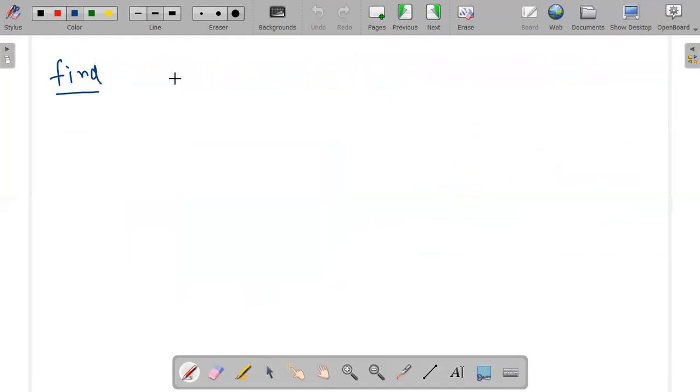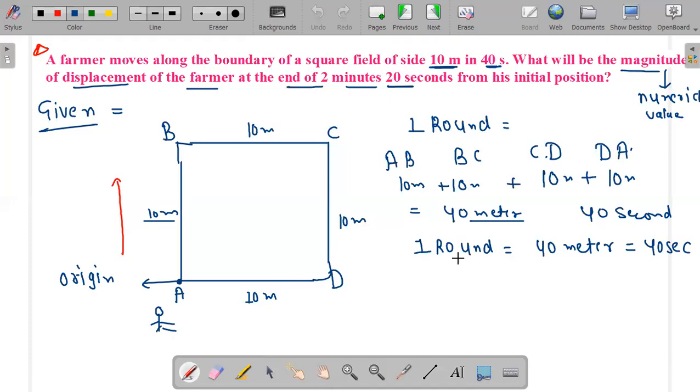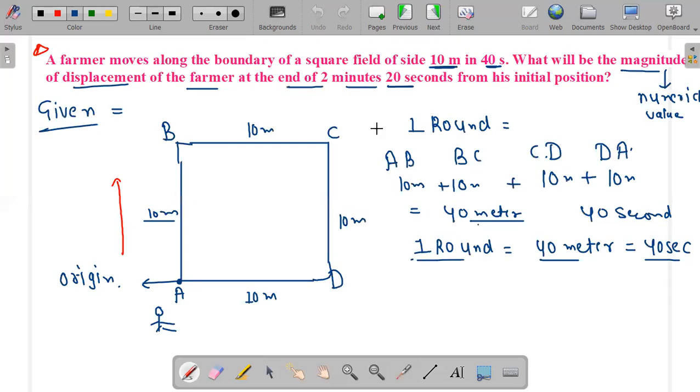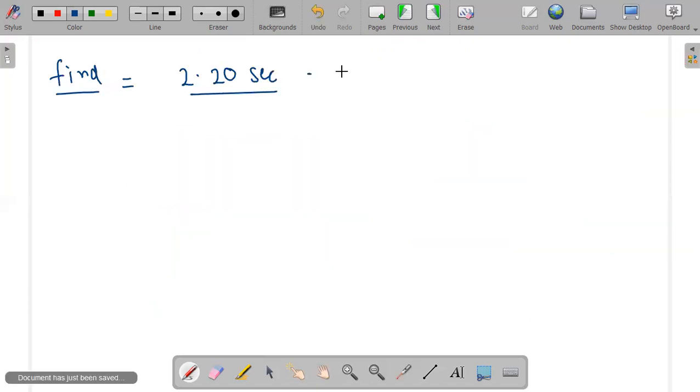So here, if farmer completes one round, again it reaches its origin. So it completes one round of 40 meter in 40 seconds. It is given to me. So I have to find how many rounds it will complete in 2 minutes 20 seconds. It is written 2 minutes 20 seconds. And what will be the displacement? I have to find what will be the displacement. And we know what is displacement. We studied about that.